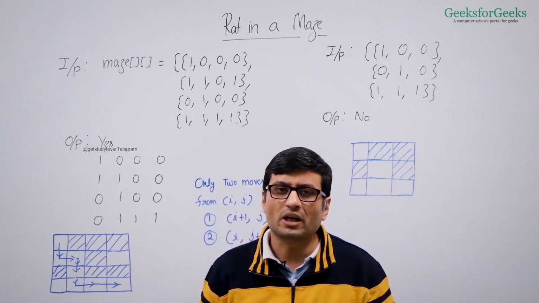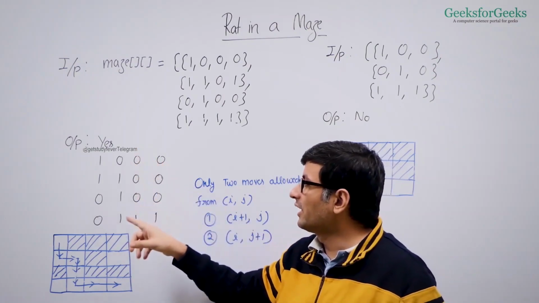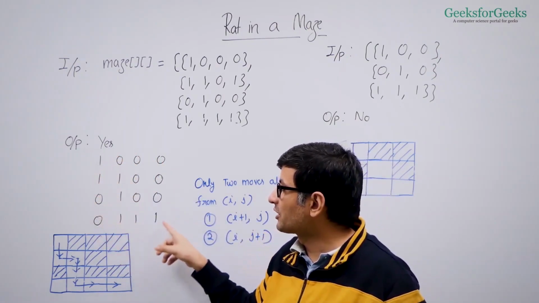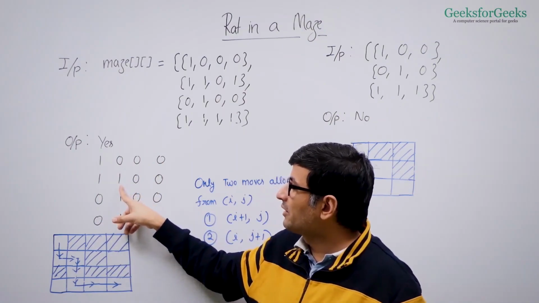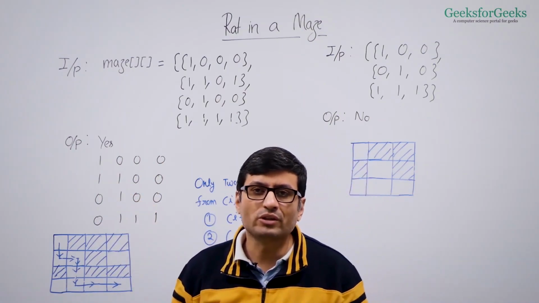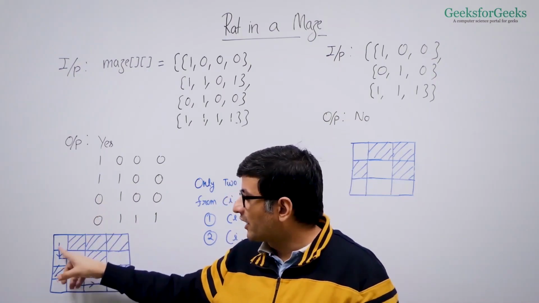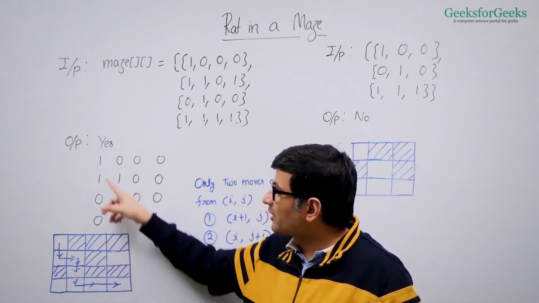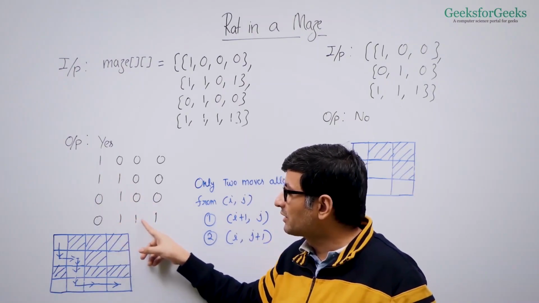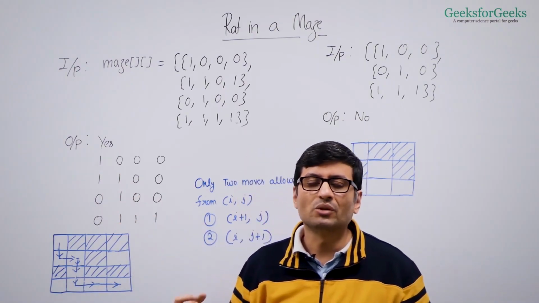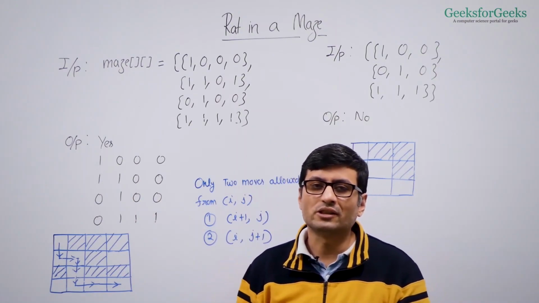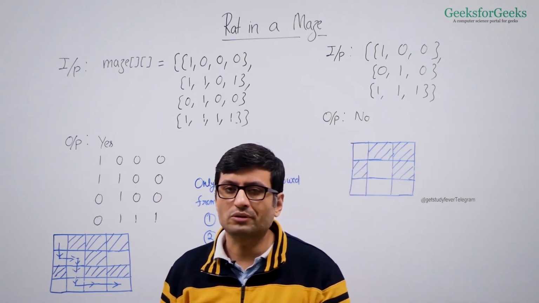Since there exists a path, our output is yes, and we have a binary matrix also as part of the output. The values 1 in this matrix represent the path the rat has followed to get the cheese. So the arrows, right? These arrows are represented by these ones. So we have represented our output as this binary matrix where 1 means this is the cell which the rat followed.